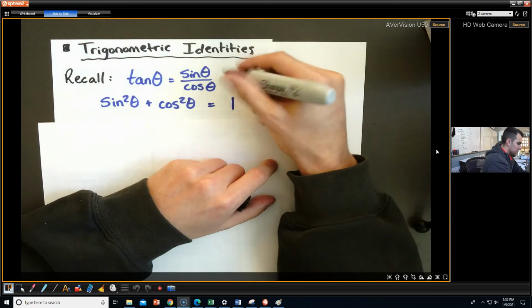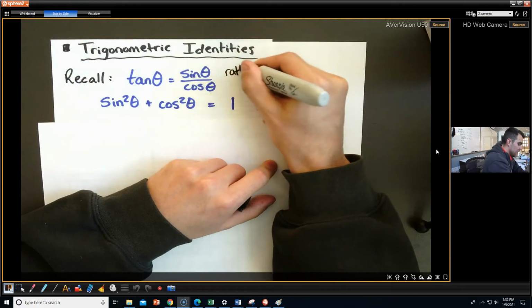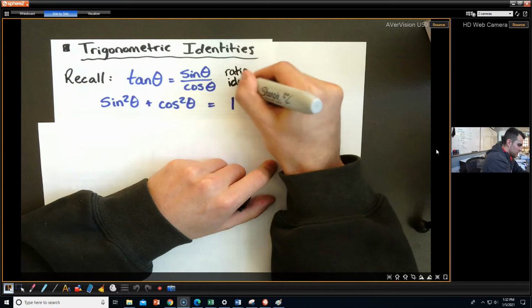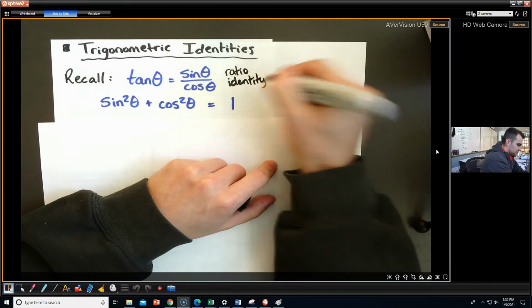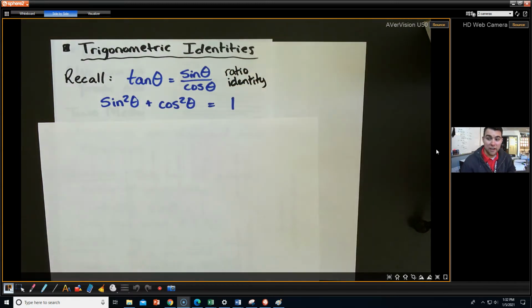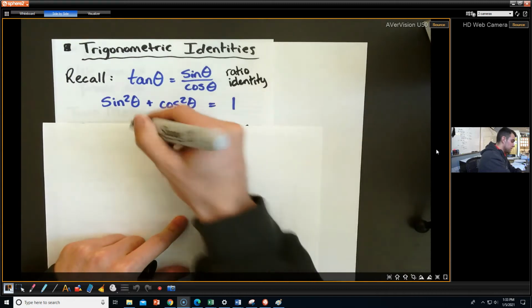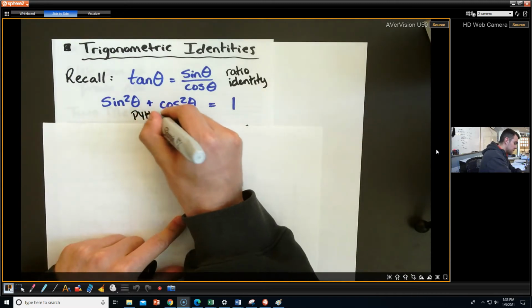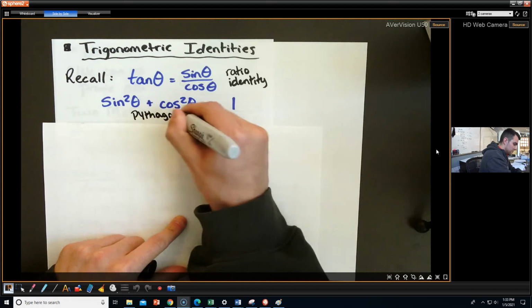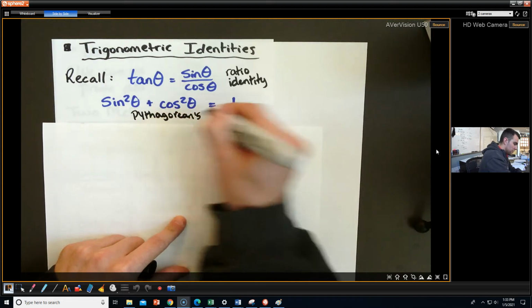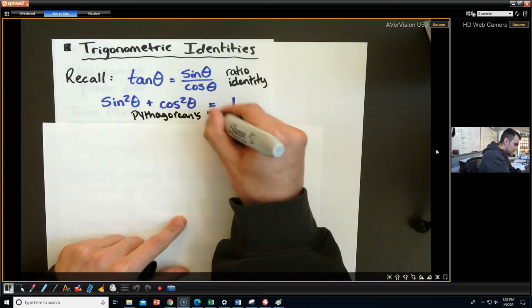This guy right here, you can call this the ratio identity. I'm a little hesitant saying the ratio identity. There are multiple ratio identities for trigonometry. This is just the one we're going to deal with in this class. And then this guy right here, we got it from Pythagorean's theorem, so it is called Pythagorean's identity. Once again, there are multiple Pythagorean identities.